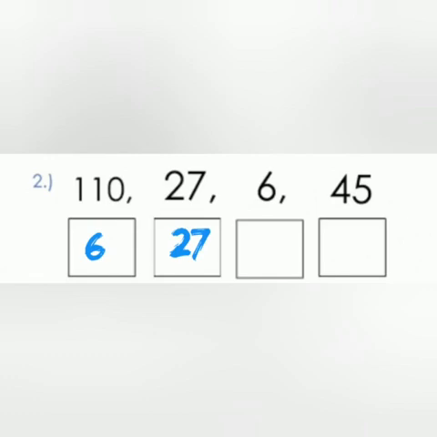After 27, we have only two numbers, 45 and 110. Here the two-digit number is 45, so we have to write 45 as the third number. Then the final number is 110, that is the largest number, so we have to write 110 in the last box. Hope you all understood how to arrange the numbers in order, begin with smallest and begin with largest.